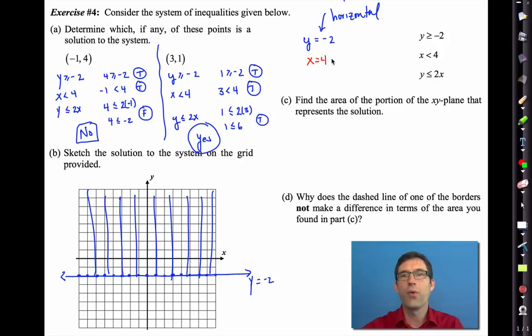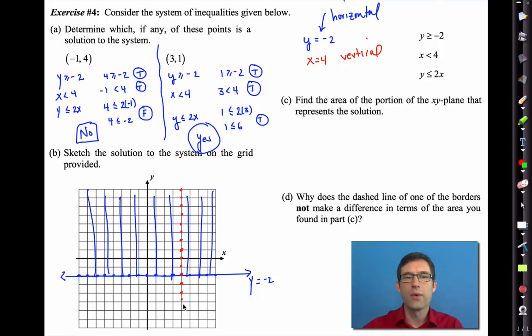X equals 4, that's going to be vertical. And that's 1, 2, 3, 4. Any point along this line has an x coordinate of 4.